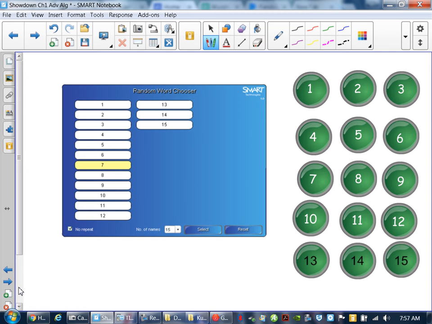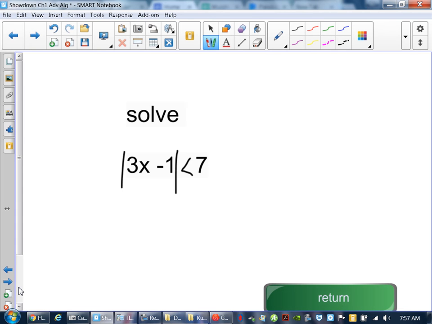So we've done 1, 7, 3. We'll go 11. Okay, 28. Oh no, absolute value inequality.